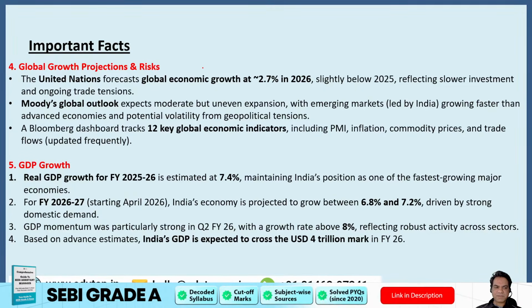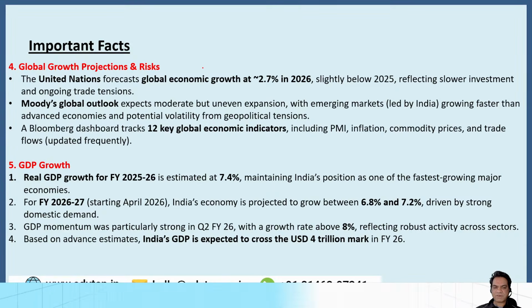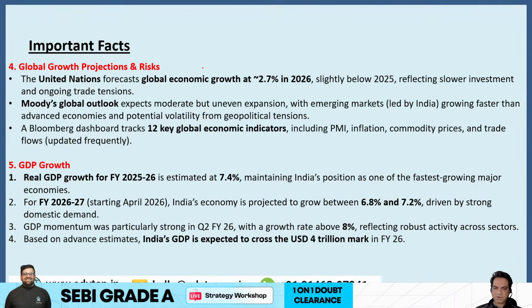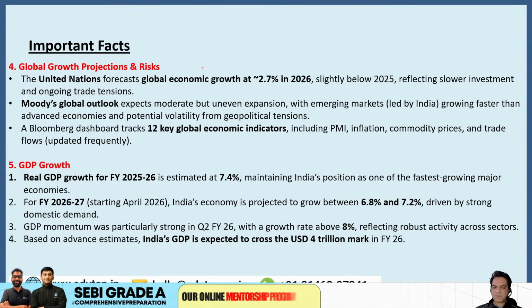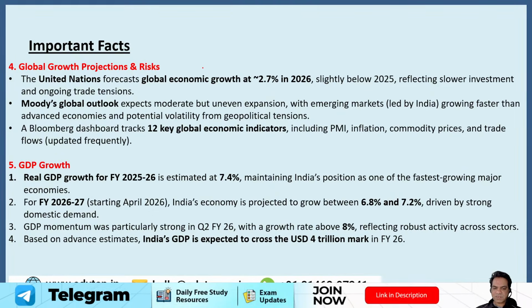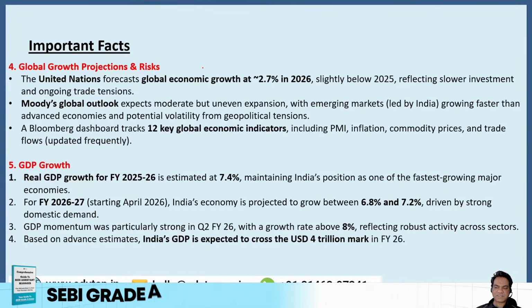Now, about GDP growth, the real GDP growth for fiscal year 25-26 is estimated at 7.4%, maintaining India's position as one of the fastest growing major economies. Fiscal year 26-27, India's economy is projected to grow between 6.8 to 7.2%, driven by strong demand. GDP momentum was particularly strong in fiscal year 26 with a growth rate of above 8%, reflecting the robust activity across sectors. And based on its advanced estimates, India's GDP is expected to cross the $4 trillion mark in the fiscal year 26. Some other important points to remember, guys.